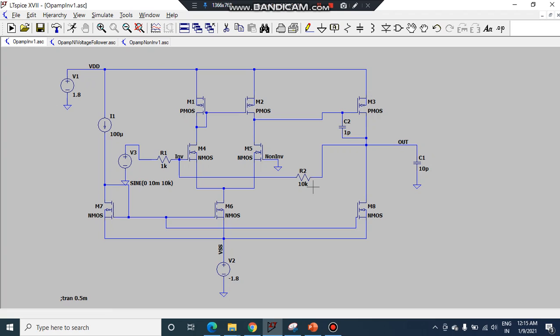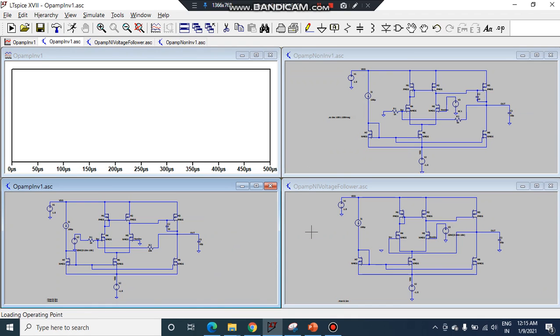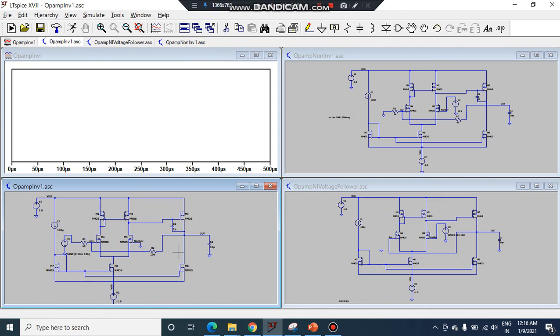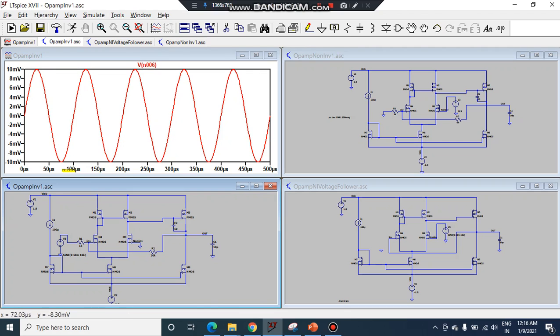So let us see this in transient analysis. I just run it, and the stop time I give as 0.5 milli. So let us see. This is my schematic. This is my input signal, a sinusoid of 10 millivolt. And now let us check the output signal.